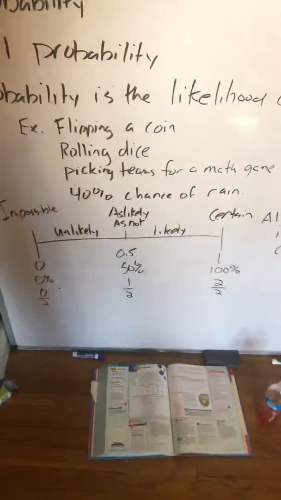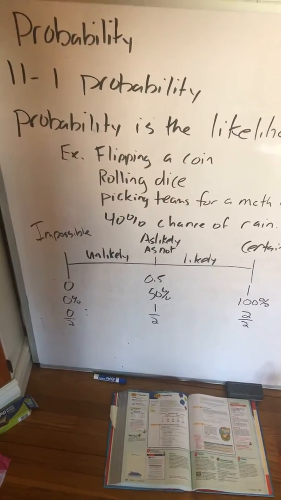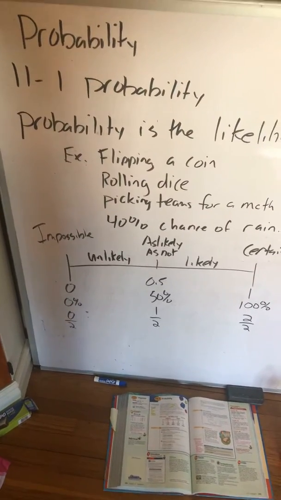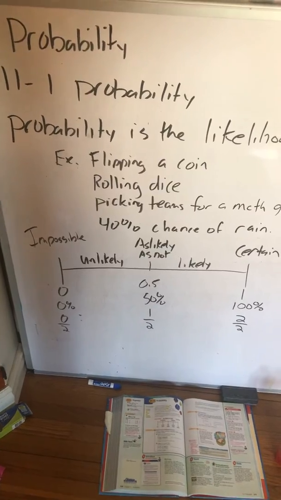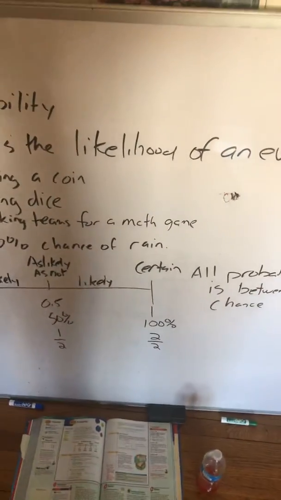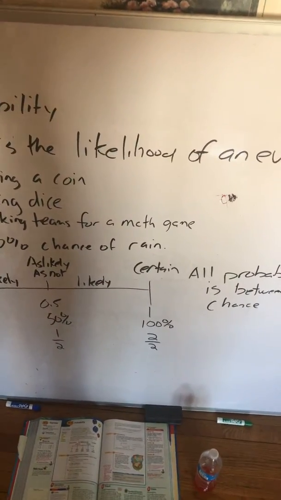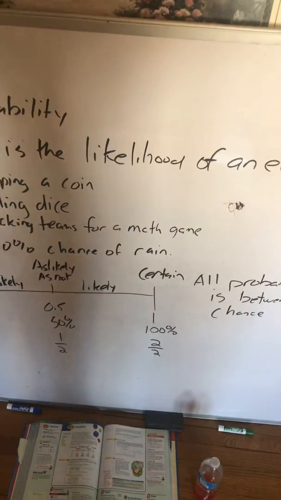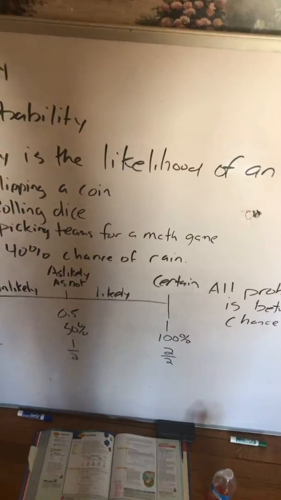And in between 0 and a half, it's unlikely. Some things are more unlikely than others, but anything from 0 to a half is unlikely. 22%. 3/8, all unlikely. Between half and certain is likely. 75%. 9/10. 32/33 isn't certain, but is likely to happen.